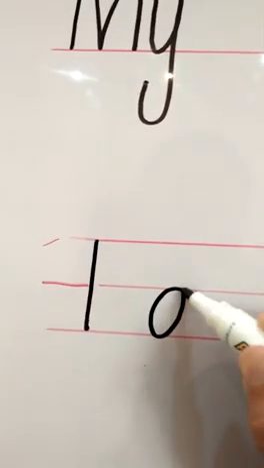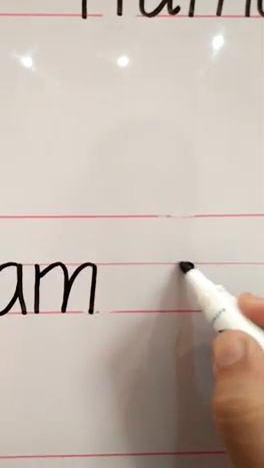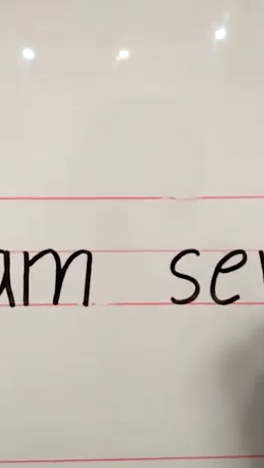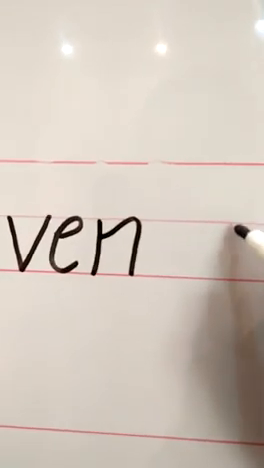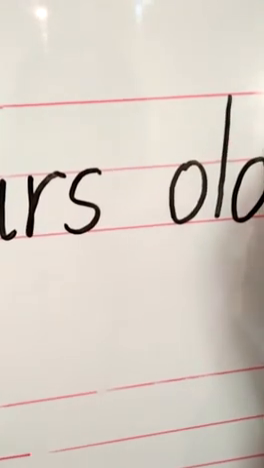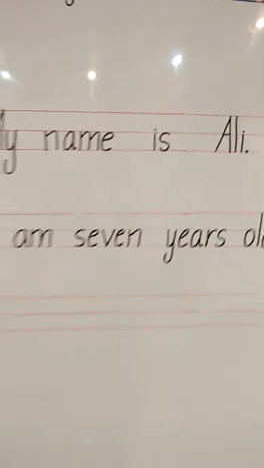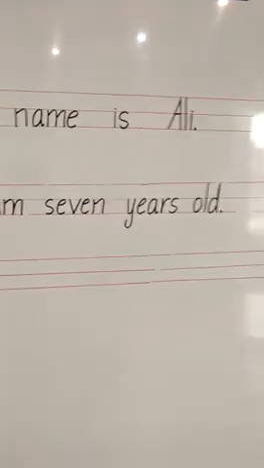I am 7 years old. S-E-V-E-N, seven. Y-E-A-R-S, years. O-L-D, old. I am 7 years old. Put down the full stop at the end of the answer. Right? My name is Ali. I am 7 years old.